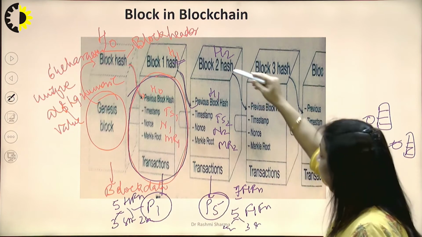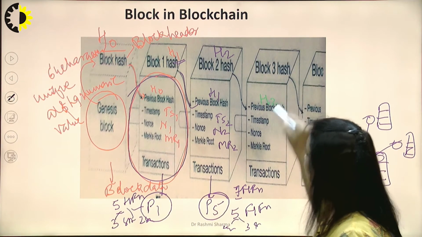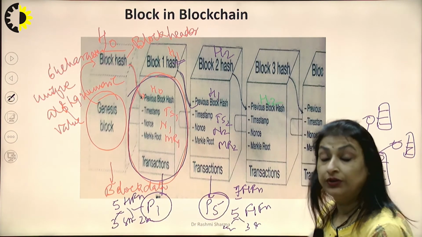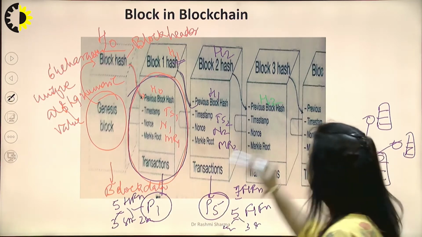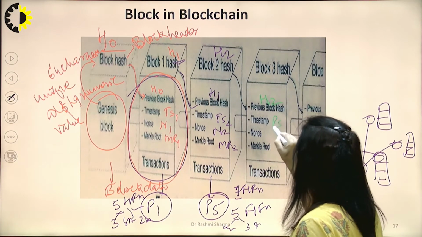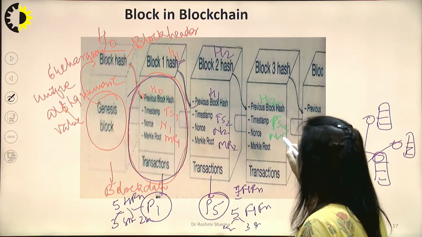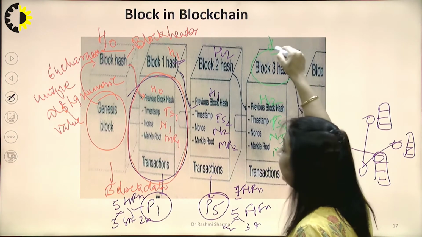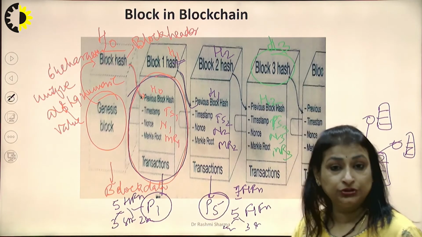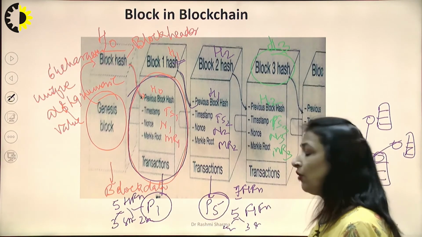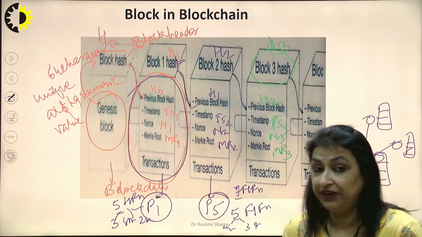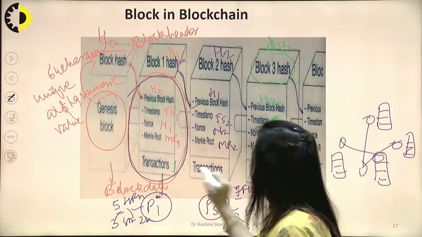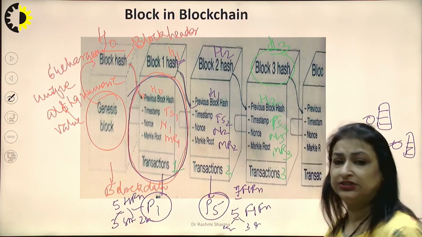Now I have generated this H2. Now this H2 is acting as an input, or the handle to the previous block. New timestamp, new nonce, new Merkle root, and then we have generated H3 as a new hash code along with the transaction. Obviously, transactions are different each and every time. Here the transaction is 1, here the transaction is 2, here the transaction is 3.